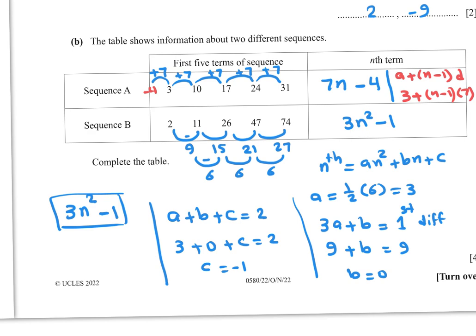And you can check your answer. Put n equal 1, you get 2. Put n equal 2, 2 squared is 4, times 3 is 12, minus 1, 11, and so on. Put n equal 3, you get 26.